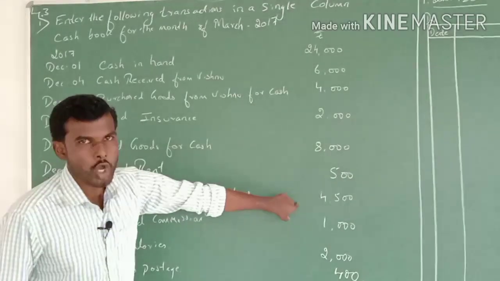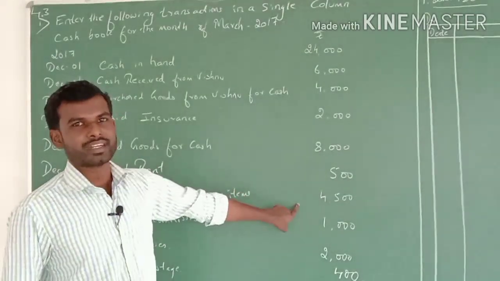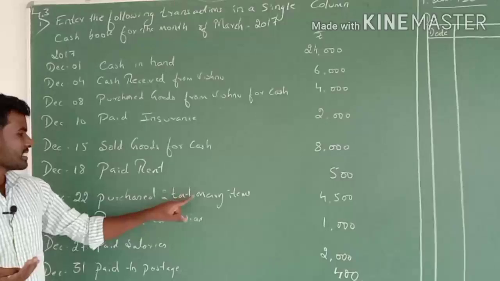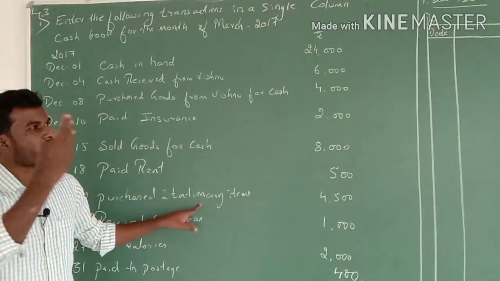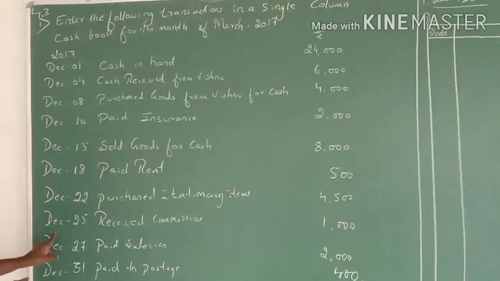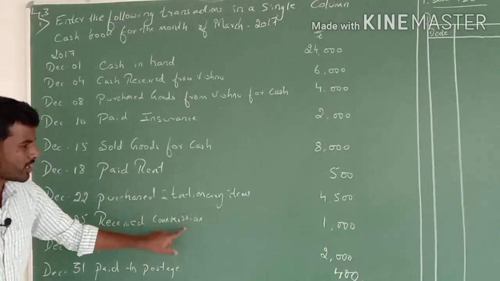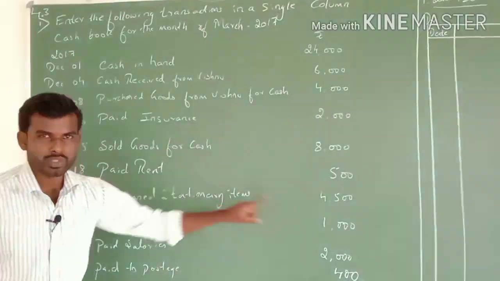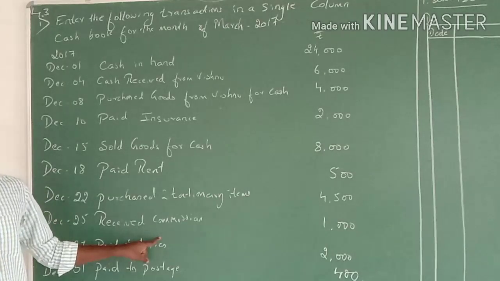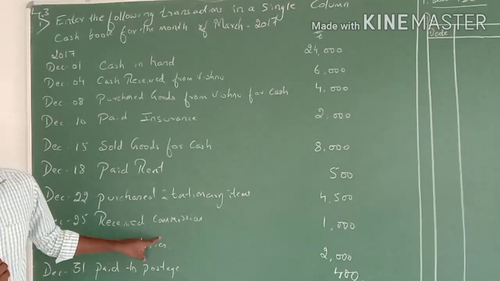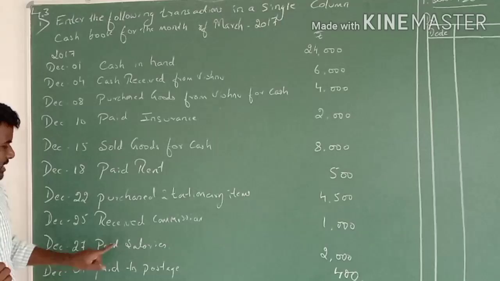Again, December 22nd, purchased stationery items. How much is given? 4,500. So whenever we are purchasing stationery items, what happens? Our cash balance decreases, so it should be recorded under which side? Credit side. Again, on December 25th, received commission. How much is there? 1,000. So when we are receiving commission, our cash balance increases, so we should record it under which side? Debit side.